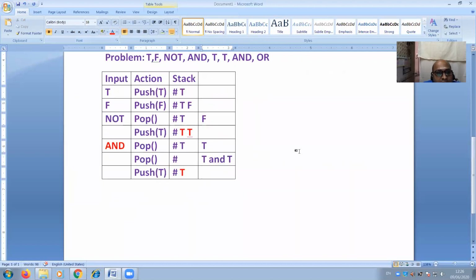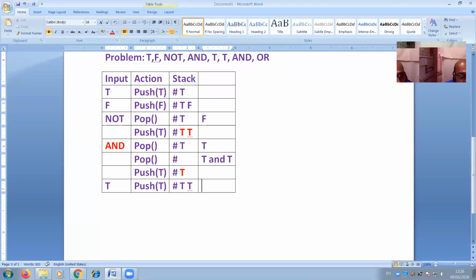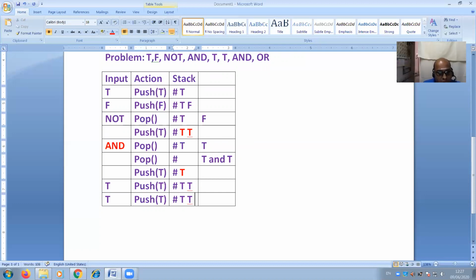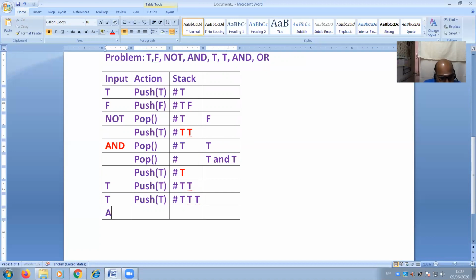So then comes a value. Value means you are trying to push it. These are normal procedures. Now I am having 2 true. Then I am scanning the next input. The next input is also a value which is true. So I am pushing it. The values go this way: true, true, and true. So now comes a binary operator.